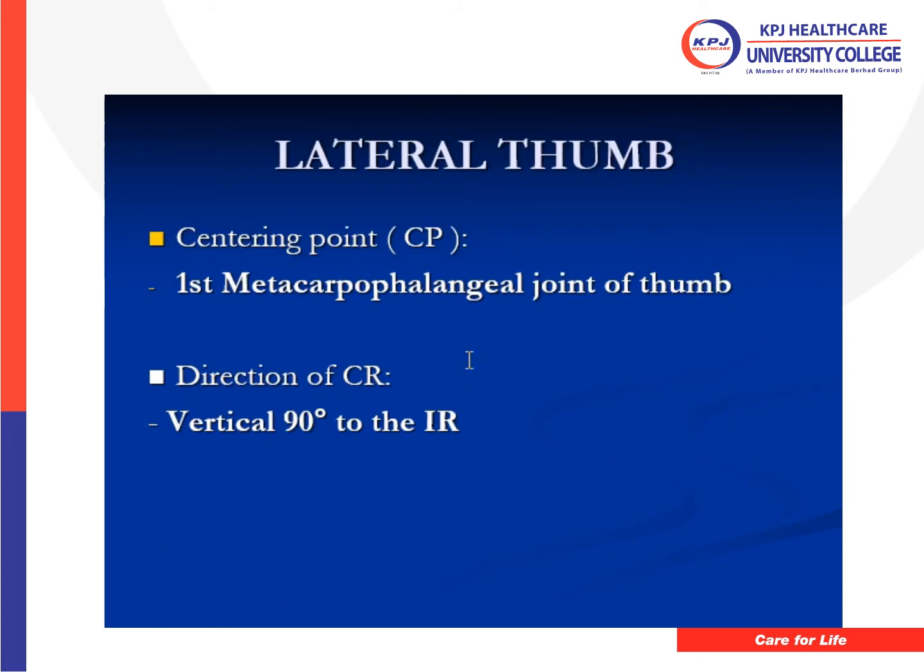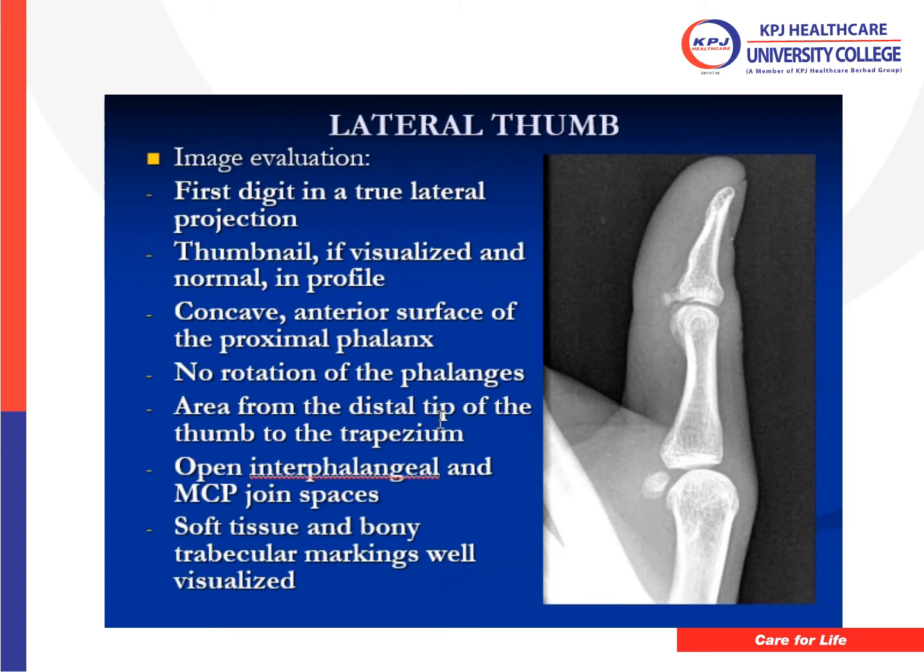Centering point is the same, first metacarpophalangeal joint, and it's always directed perpendicular to the image receptor. This is the appearance to be seen. Soft tissue as well as the bone itself. First digit in lateral, thumbnail visualized and normal in profile. In profile means you can see clearly, without overlapping between two tissues, two regions of interest. This is called in profile.